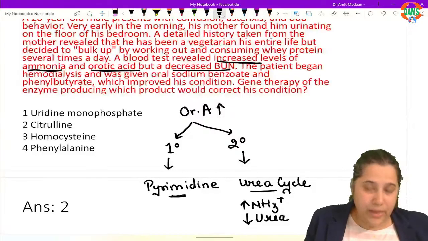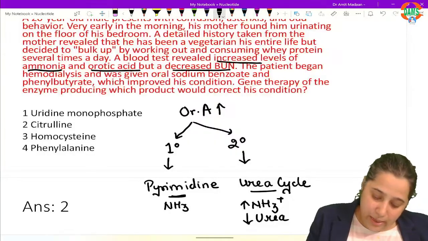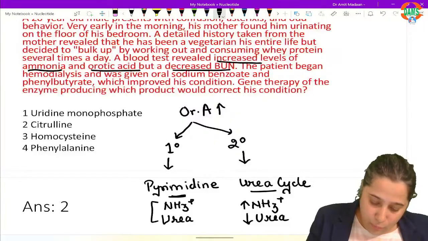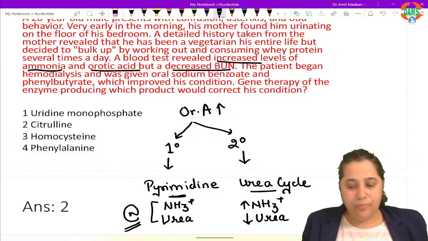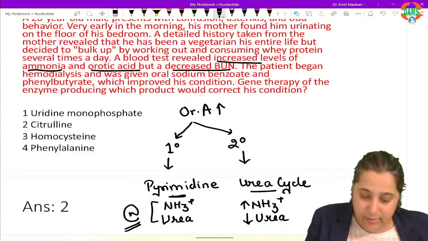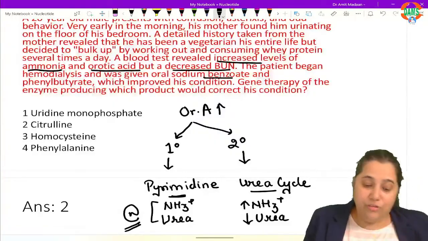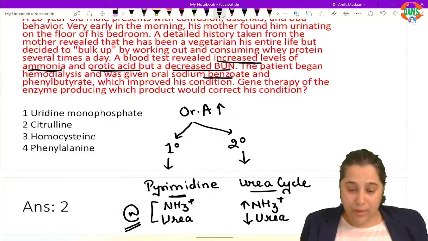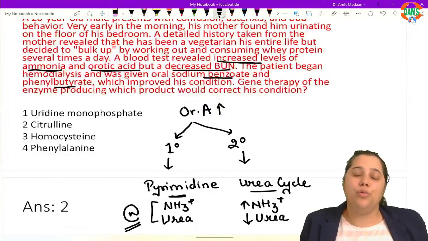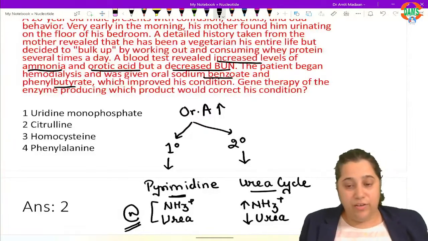And what about pyrimidine? In pyrimidine, the ammonia level is normal and the urea level is also normal. Both of these are normal. The patient began hemodialysis and was given oral sodium benzoate. This is used in the treatment of high ammonia, hyperammonemia, and even phenylbutyrate is used to remove glutamine from our system, which improved his condition.